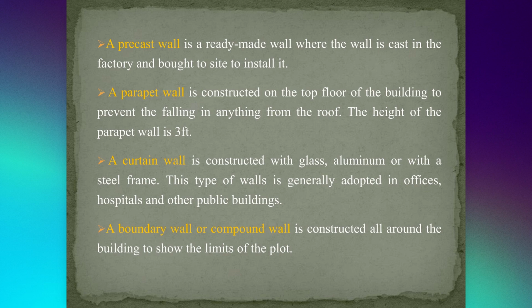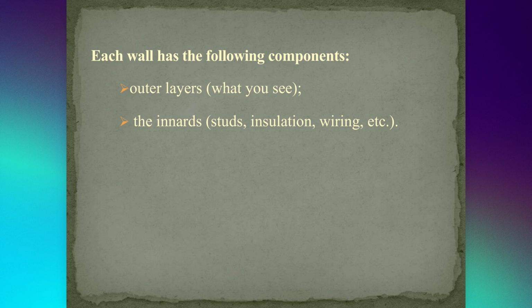A curtain wall is constructed with glass, aluminum, or with a steel frame. This type of wall is generally adopted in offices, hospitals, and other public buildings. A boundary wall or compound wall is constructed all around the building to show the limits of the plot. Each wall has the following components: outer layers, what you see, the innards, studs, insulation, wiring, etc.